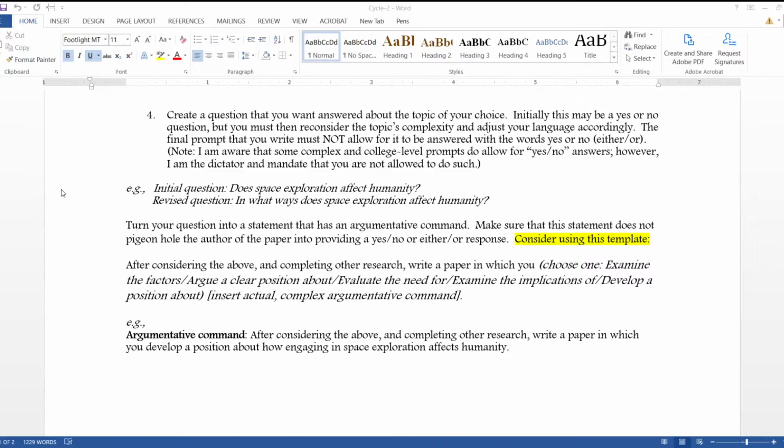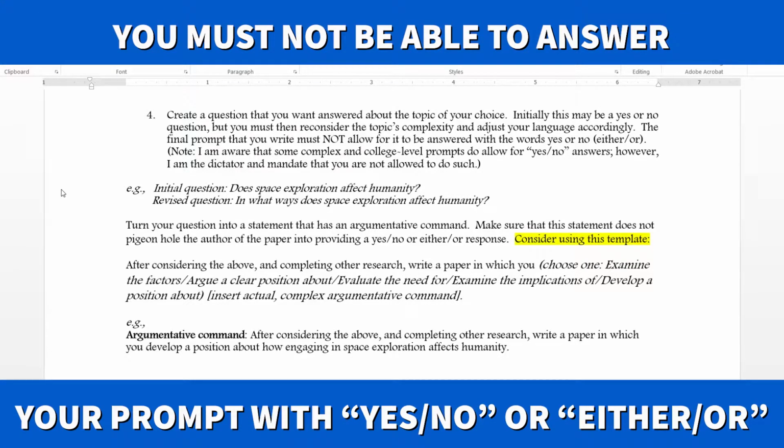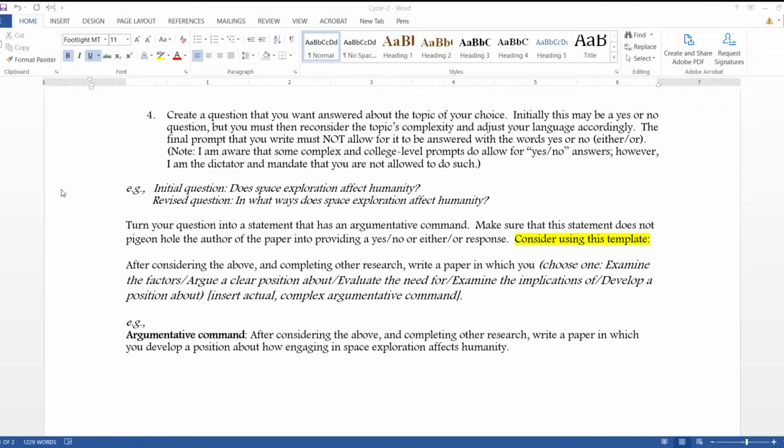So the problem is that can't be the question that's essentially going to drive my paper, or the question that my paper is answering, because it's a yes or no question, and the directions say you cannot have a yes or no prompt. So I need to figure out, how do I make that a little bit more complex so that it's not a yes or no question? And notice here, I've revised my question and I ask, in what ways does space exploration affect humanity? If someone were to ask me that, in what ways does space exploration affect humanity? And I were to answer no. That doesn't make any sense. The same would happen if I answered yes. It doesn't work. And that's how we know that this question is a decent question.